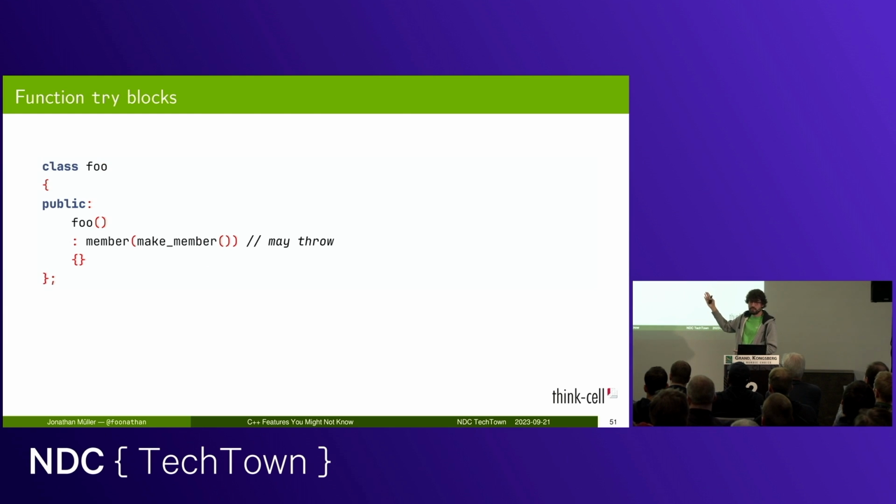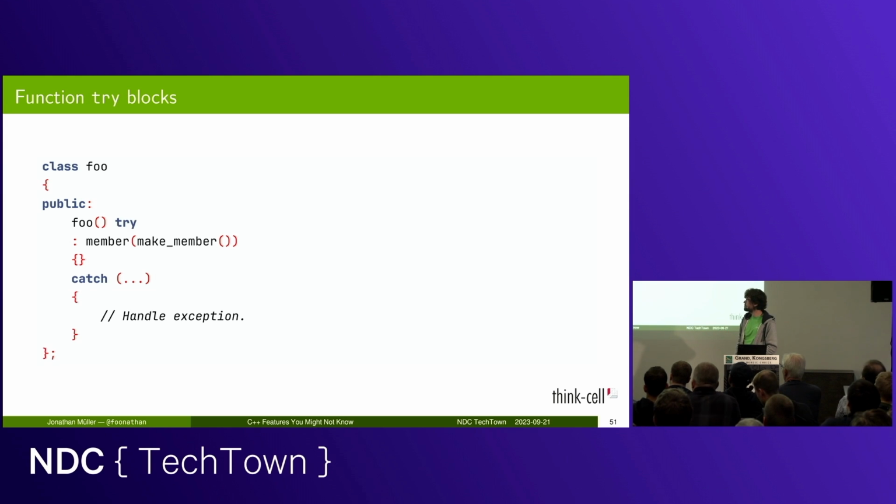So what do you do if a member initializer throws, how do you catch that exception? There's no scope where you can put a try catch block, except a function try catch block. So that way you can catch an exception thrown in a member initializer list and still react to it. It's a bit of a weird syntax, but it's a bit of a special case.